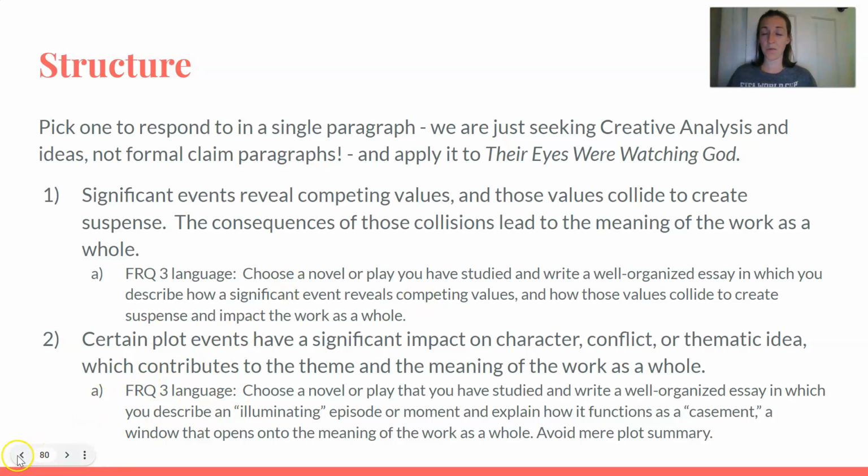Take a moment here to review this slide. So this is going to be your task. I want you to pick one of these two options. And I want you to see the way that knowledge piece has been transformed into the open question, the FRQ3. So for the first one, choose a novel or play, choose Their Eyes Are Watching God, and write a well-organized essay in which you describe how a significant event reveals competing values and how those values collide to create suspense and impact the work as a whole.